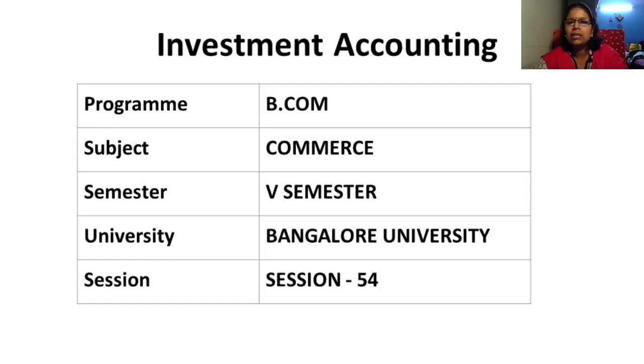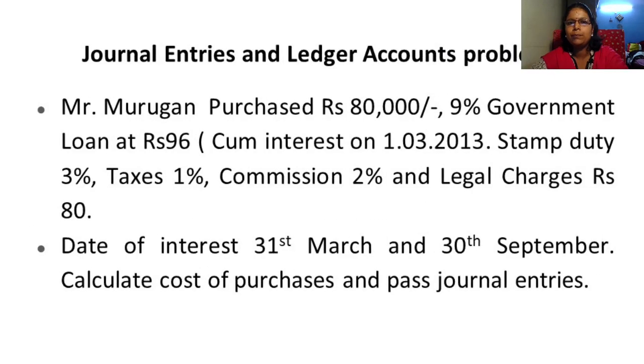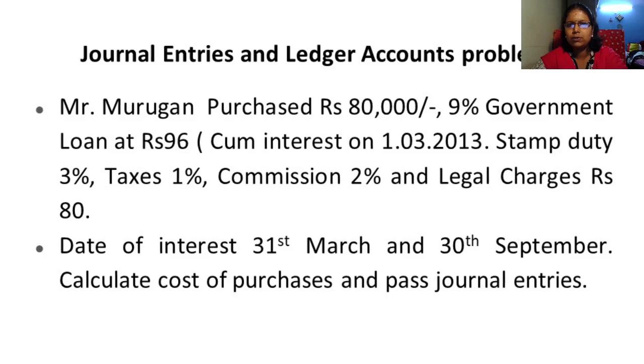In the last session we solved a problem on investment accounting purchases, when the investment is purchased and when the investment is sold. Again we will look at one more problem here. Mr. Murugan purchased rupees 80,000 9% government loan at 96 rupees, cum interest, on 1st March 2013. Stamp duty 3%, tax is 1%, commission 2%, legal charges 80. Date of interest is 31st March and 30th September. Calculate the cost of purchase and also pass the journal entries.